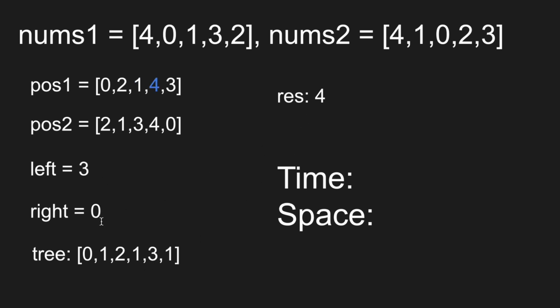And 3 times 0 has nothing, but we still need to update the tree. And then we come to the last iteration, 3 times 0 has nothing again, and we just update the tree. And now we are at the end, so return the result of 4.